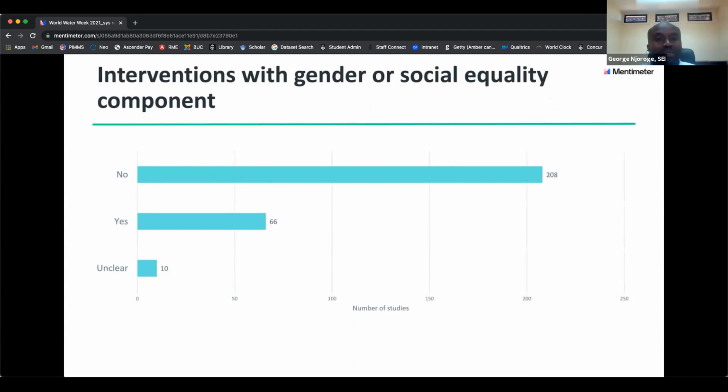If we go to the results now, we find that the interventions without a gender and social equity component are capping at the top there, which is in line with the guesses you just made. And a lesser number of interventions have a gender and social equity component. Next slide, please.